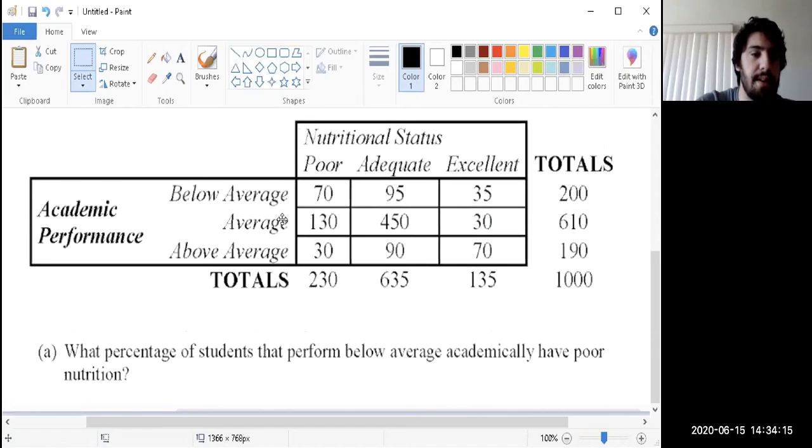Okay, so here's a chart, and then there's a question at the bottom. The chart is academic performance and nutritional status. And it says, what percentage of students that perform below average academically have poor nutrition? So do you guys have any ideas where we would start with this? Easy.